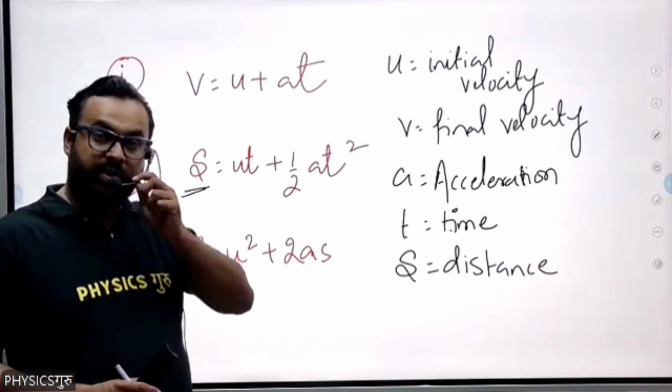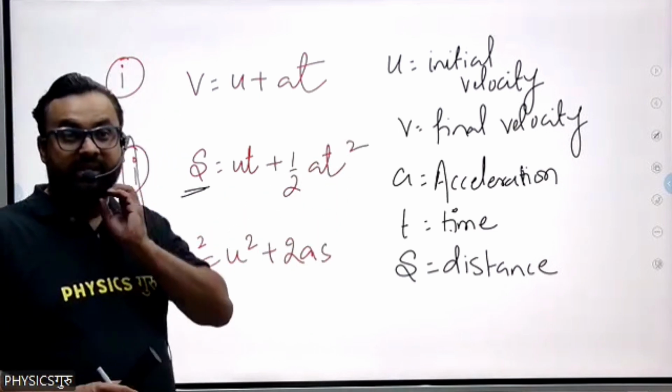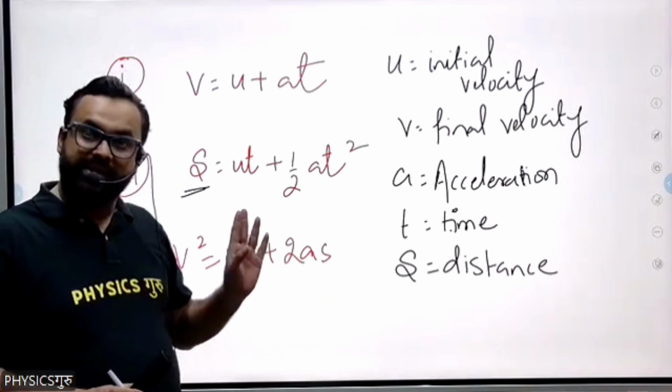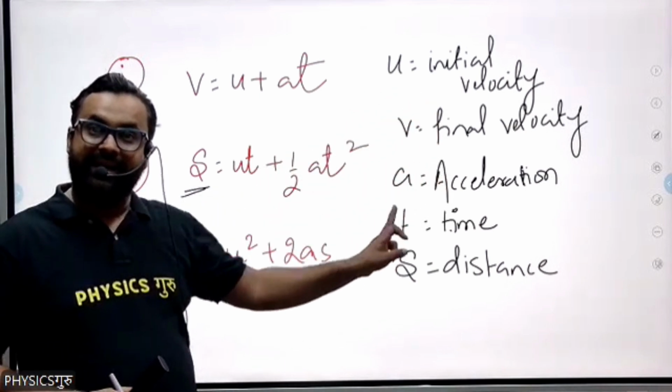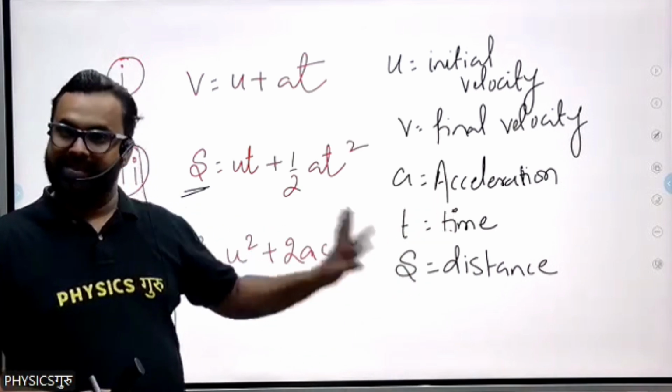So first equation is v is equal to u plus at. Second equation is s is equal to ut plus half at square. Third equation is v square is equal to u square plus 2as. U is initial velocity, v is final velocity, a is acceleration, t is time, s is distance.